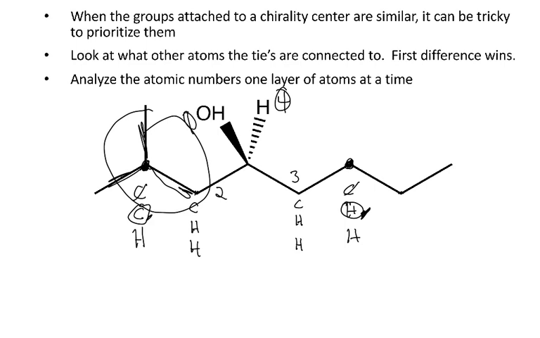So I don't have to rotate, so I can assign, right? I'm going 1, 2, 3. It's counterclockwise, and so this is my S enantiomer.